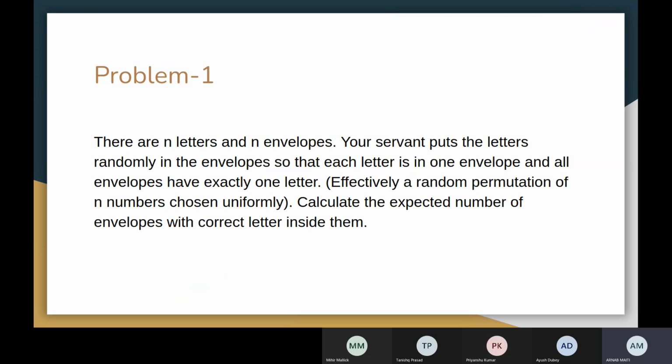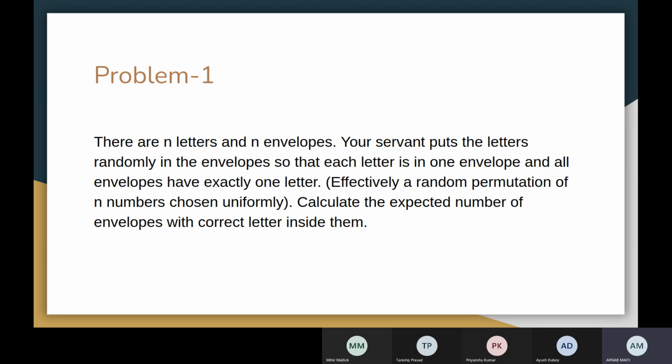So this is the first problem, which should be easy. You have n letters and n envelopes, and some guy comes and takes the letters and keeps them randomly in the n envelopes. He'll just choose a random permutation of the n letters and keep them in the n envelopes. So basically you have letter numbers: the first letter, second letter, third letter, and so on. And similarly, you have first envelope, second envelope, up to the nth envelope.